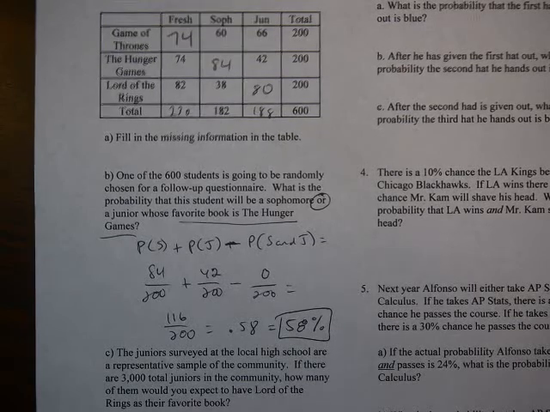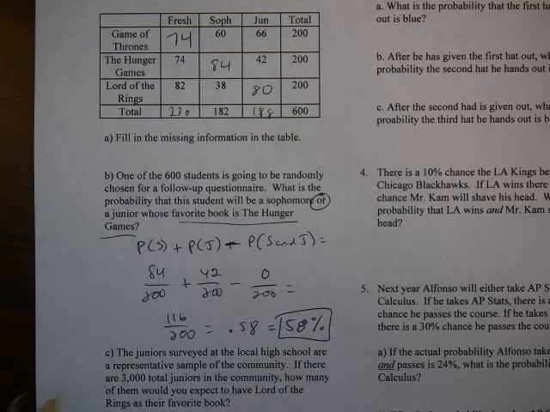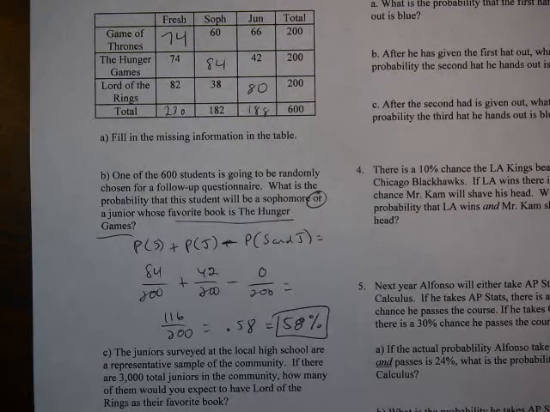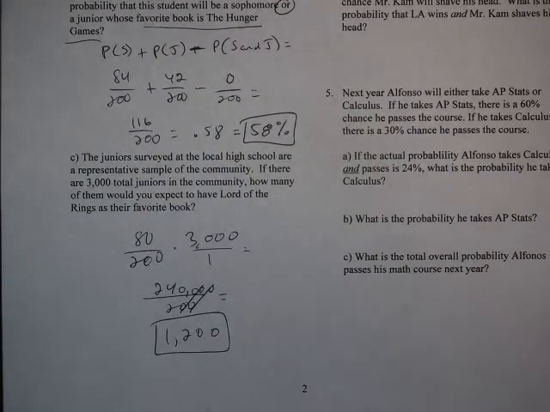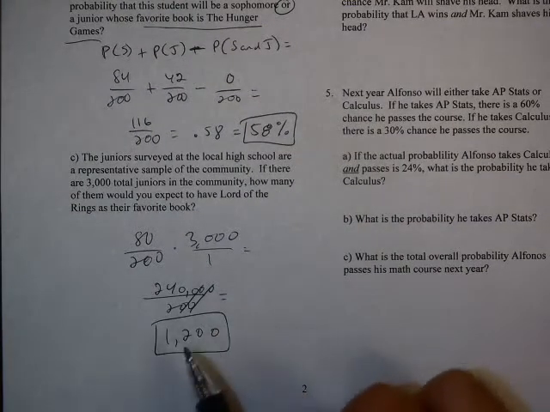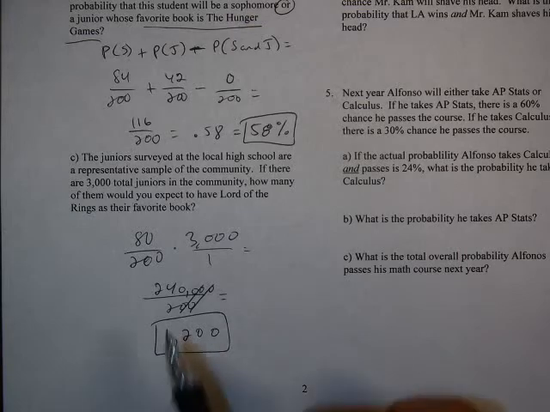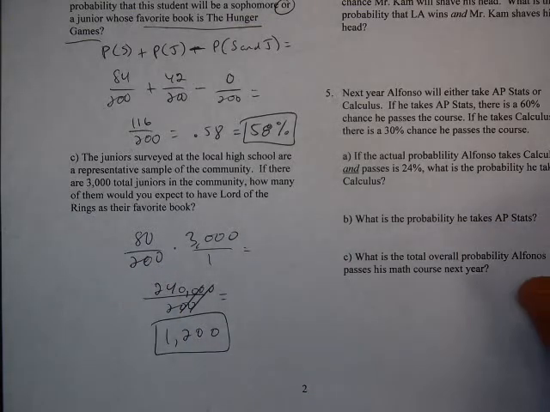When we do that, 80 times 3,000, we get 240,000 over 200, cancel the zeros at the ends. So it becomes 2 into 2,400, which means we should have approximately 1,200 juniors. Oh wow, all that work. Oops, sorry. There's the work I was showing that you didn't see. We have 1,200 juniors that should have Lord of the Rings as their favorite book.